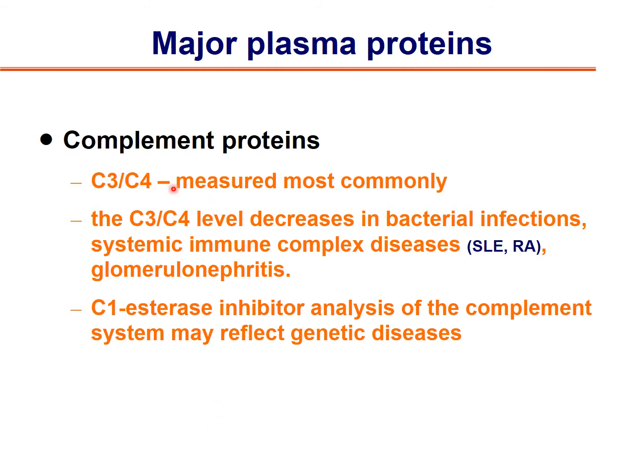The complement proteins C3 and C4 are measured most commonly. The C3 and C4 level decreases in bacterial infection, systemic immune complex diseases, and glomerulonephritis, when the complement cascade is activated and this is how it's used up. Analysis of the C1 esterase inhibitor of the complement system may reflect genetic diseases.